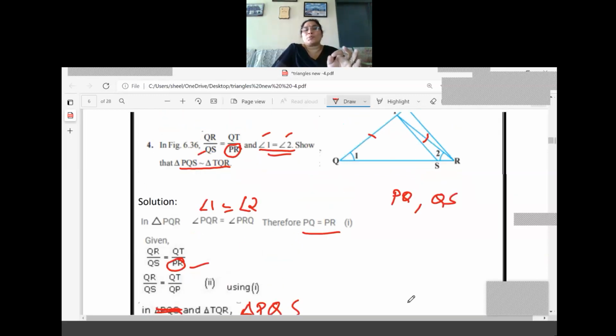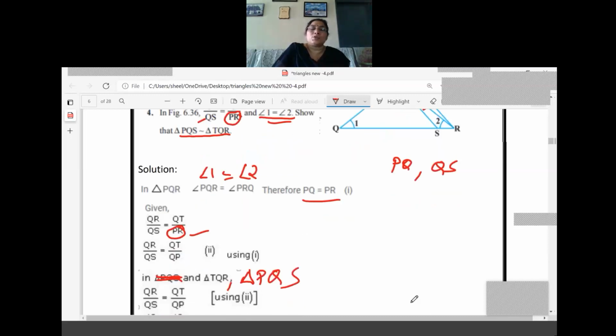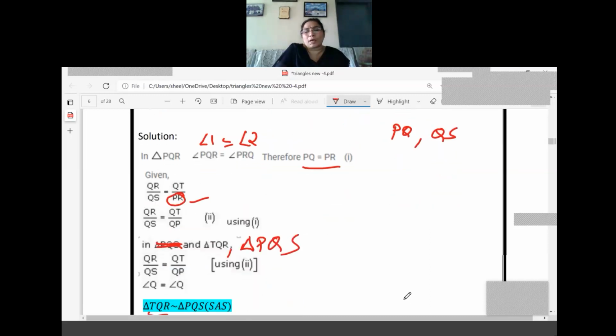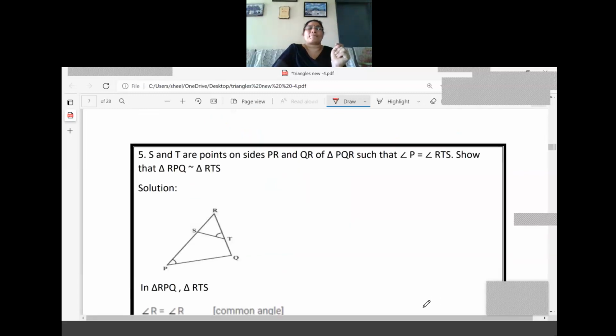So what is the point you must take care of here? Angle 1 equal to angle 2 is given. You should not go behind this one, because it is required for changing the side. Angle 1 equal to angle 2 means side PQ equal to side PR. So we have written there PQ and PR only. Now we changed that one. So the side ratio equal we got, then the included angle we got. So by SAS criteria, these two triangles are similar. Okay.